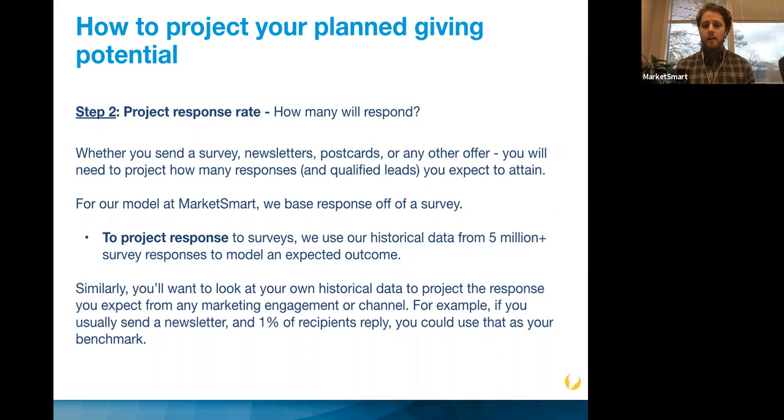However, as you can see here on the slide, use your own benchmark. If you send out a newsletter with a reply slip about planned gifts and you get 1%, 0.5%, 0.1%, use that as your benchmark for your model, and you can actually adapt it and evolve it over time. You can simulate what does this look like with 1% response rate, 5% response rate, 0.1% response rate.